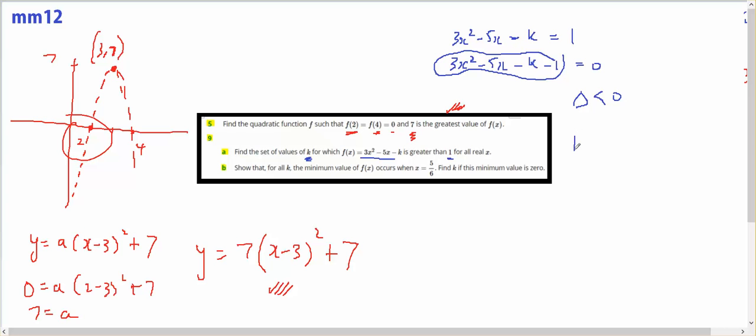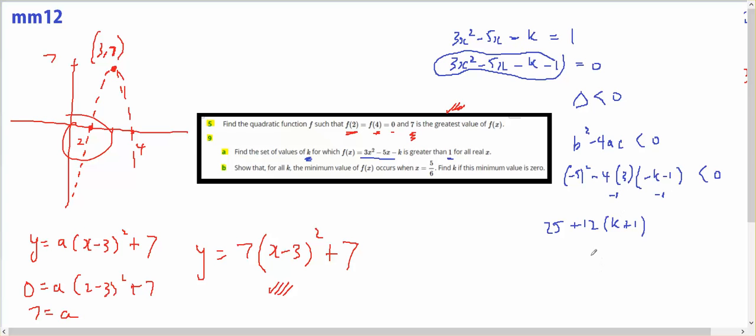So, b squared minus 4ac has to be less than 0. b squared will be minus 5 squared, minus 4 times 3 times c, and c is minus k minus 1, has to be less than 0. 25 plus 12 times (k plus 1). I've taken a negative 1 out of there and a negative 1 out of there and turned them into positive. Has to be less than 0. 25 plus 12k plus 12 is less than 0. 12k is less than negative 37. k has to be less than negative 37 on 12.